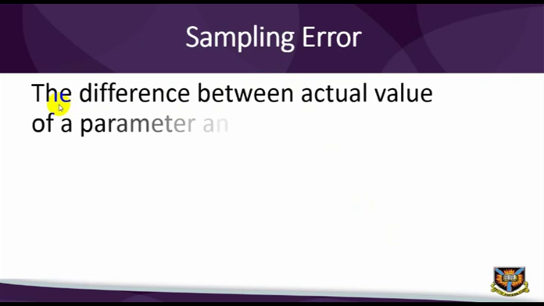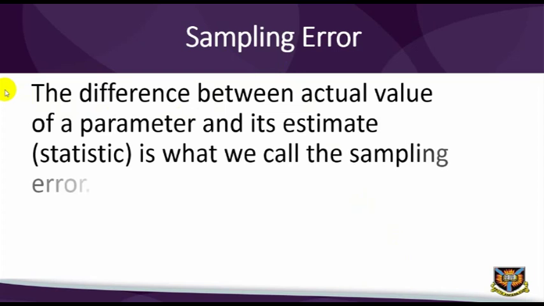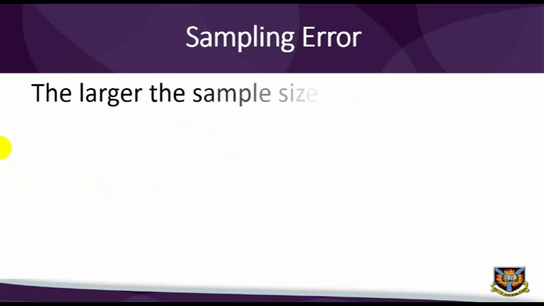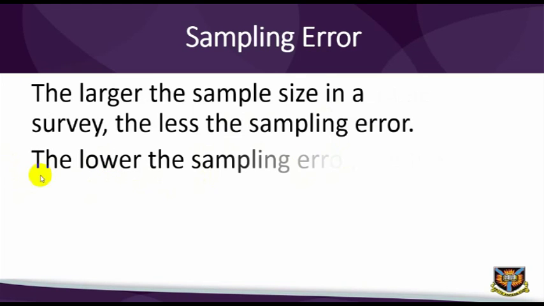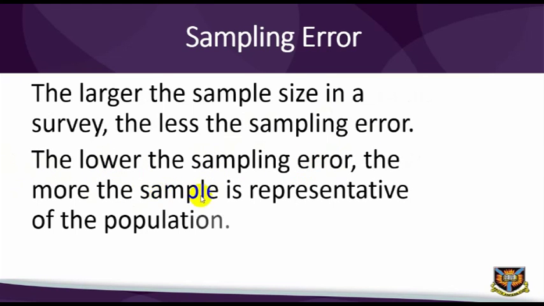Sampling error. In a survey where parameters are unknown, they are estimated from the statistic. The difference between actual value of a parameter and its estimate statistic is what we call the sampling error. Sampling error is a function of the sample size. The larger the sample size in a survey, the less the sampling error. By implication, the lower the sampling error, the more the sample is representative of the population. Let us now discuss how to compute this estimate from the sample information.